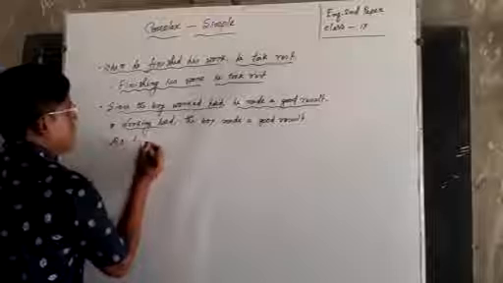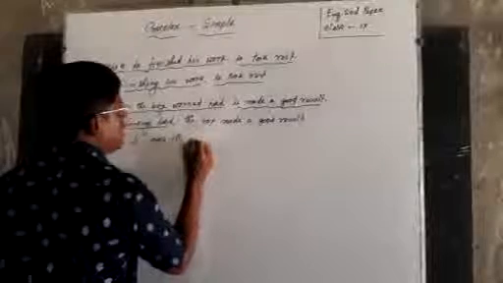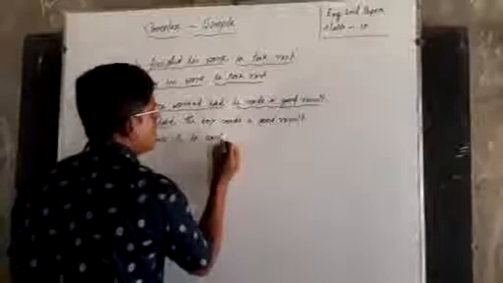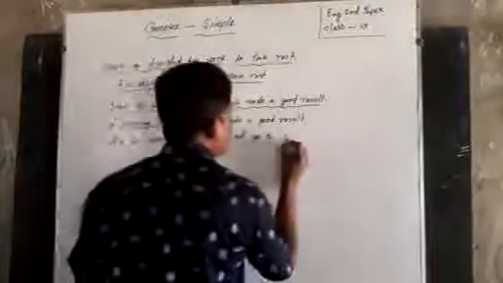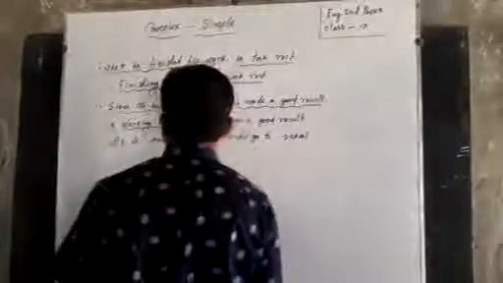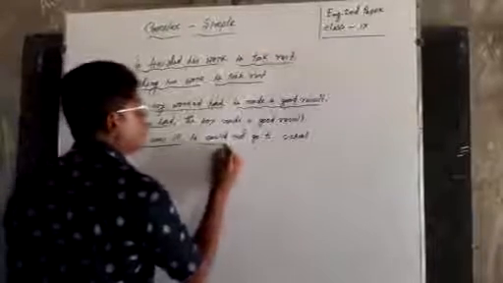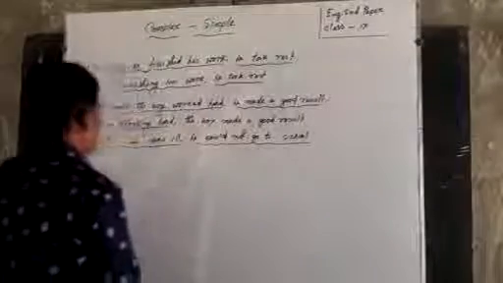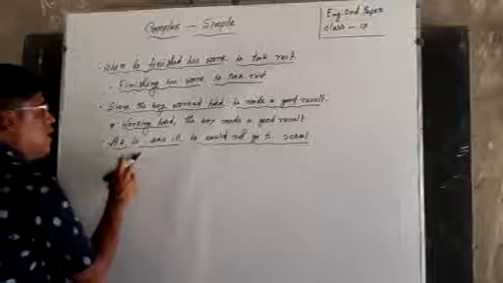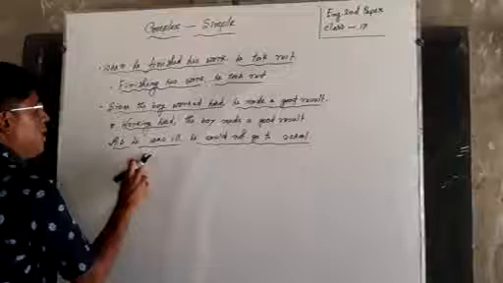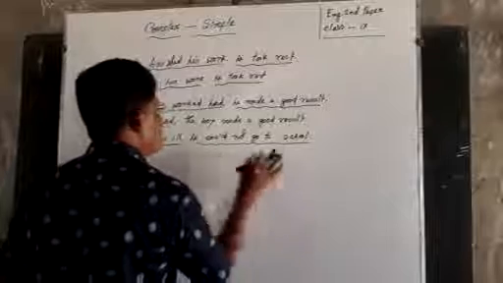As he was ill, he could not go to school. "As he was ill" is a subordinate clause, and "he could not go to school" is a principal clause. Here we have to break the subordinate clause and make it into a phrase, and the principal clause will be fixed.